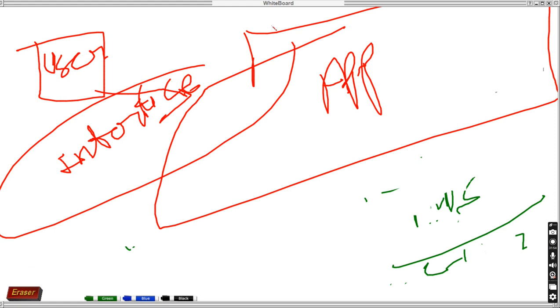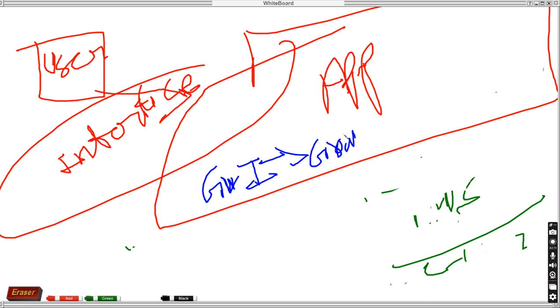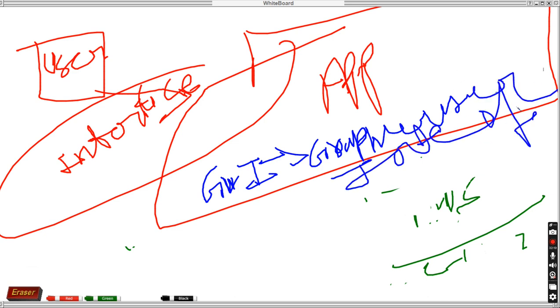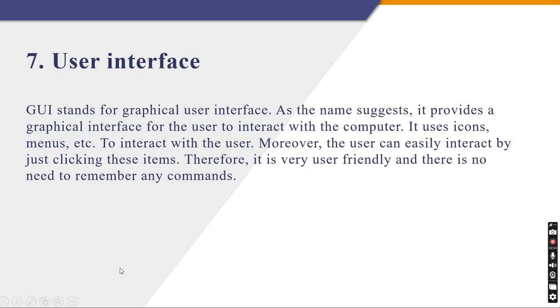Like GUI. What is GUI? GUI, with a small u. GUI stands for graphical user interface.